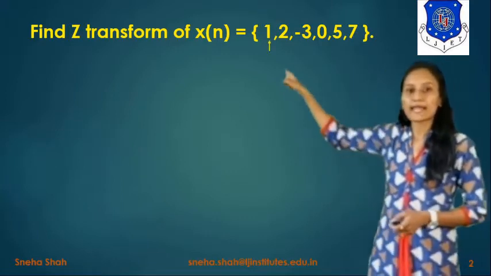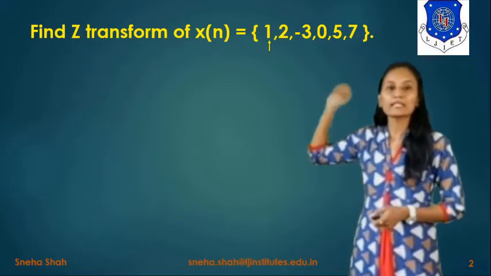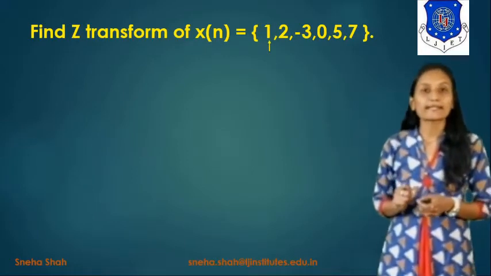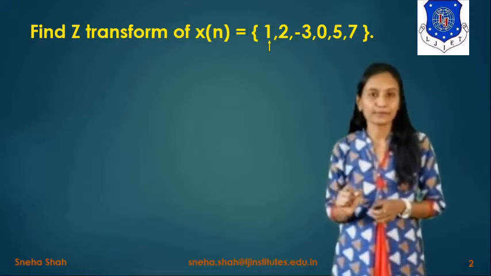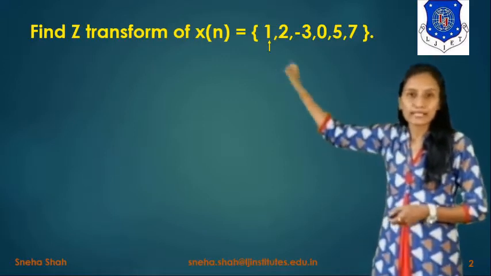In this, suppose an arrow is given below the 1. So what is this arrow indicating? It indicates the position of n equals 0. So n equals 0 will be over here.